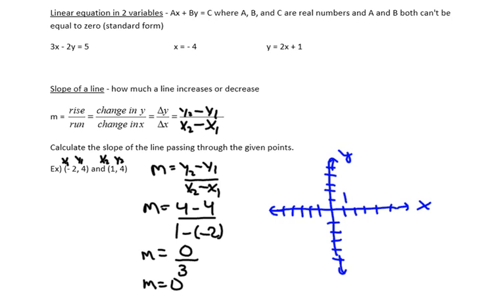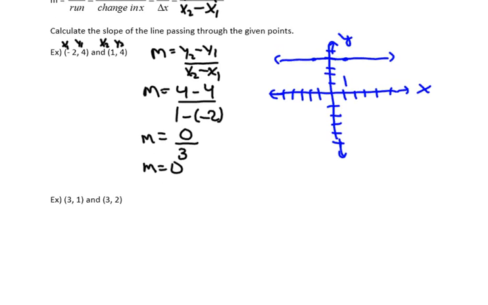Okay, so negative 2 and 4, that's going to go about here. And 1 and negative 4. Now, notice what line is being formed here. That is a horizontal line. So in other words, a horizontal line has a slope of 0. Okay, so we'll fill that in later on in this video. But know, a horizontal line has a slope of 0.